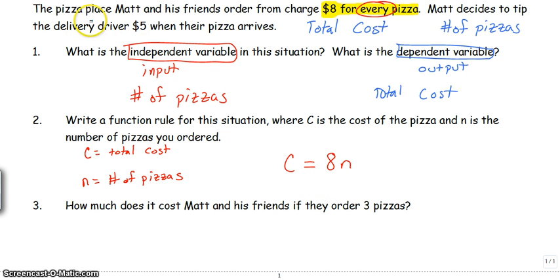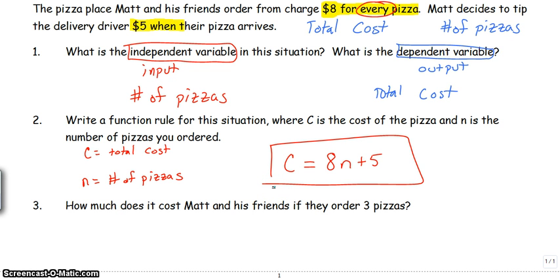And then he's tipping the delivery driver $5 when the pizza arrives. That $5 is no matter how many pizzas they order. It doesn't tell us in the problem that they're ordering 3 pizzas, it's $5. If they're ordering 4 pizzas, it's $5. Anything like that. That is constant. It will not change. So for every time we order pizzas, it's going to add $5 to our total cost. That makes a function rule of C equals 8n plus 5.